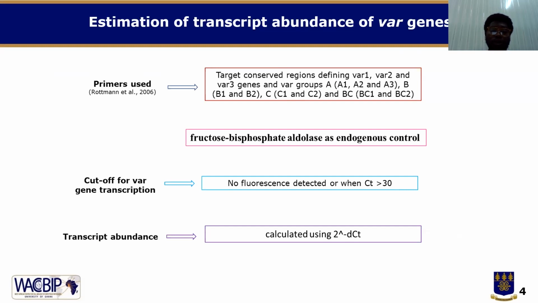The cutoff for deciding whether a gene was transcribed or not was CT values greater than 30. The transcript abundance was calculated relative to the endogenous control, taking 2 raised to the power of that value.